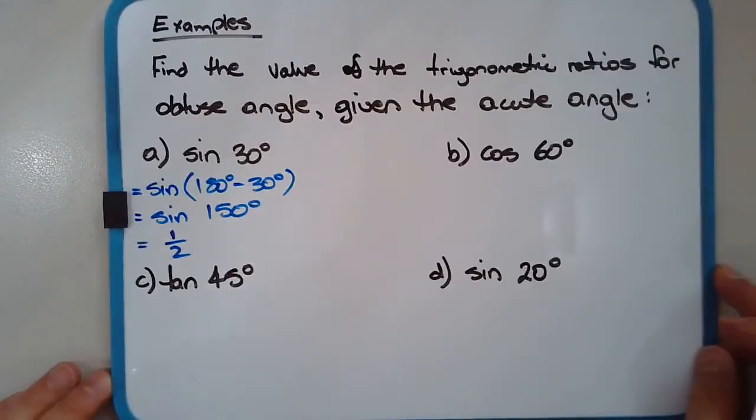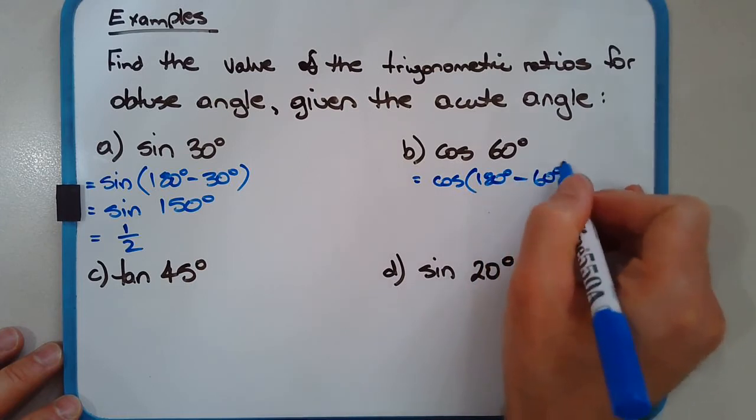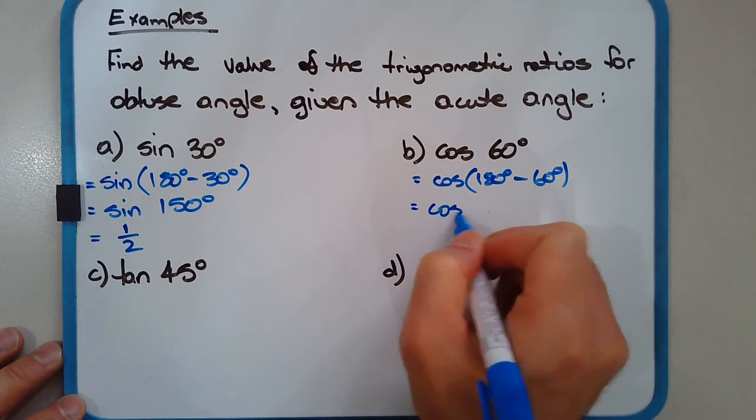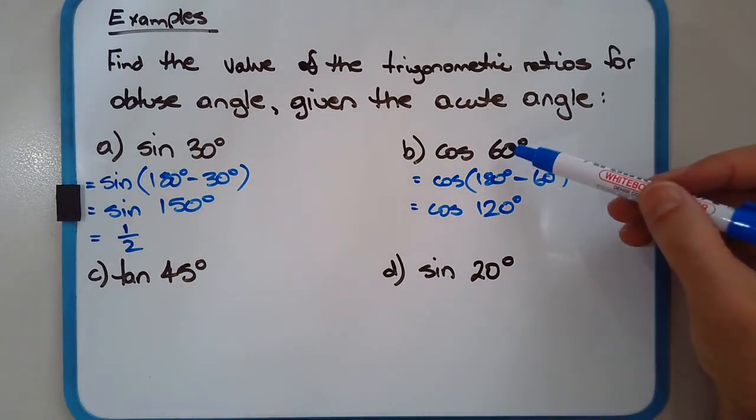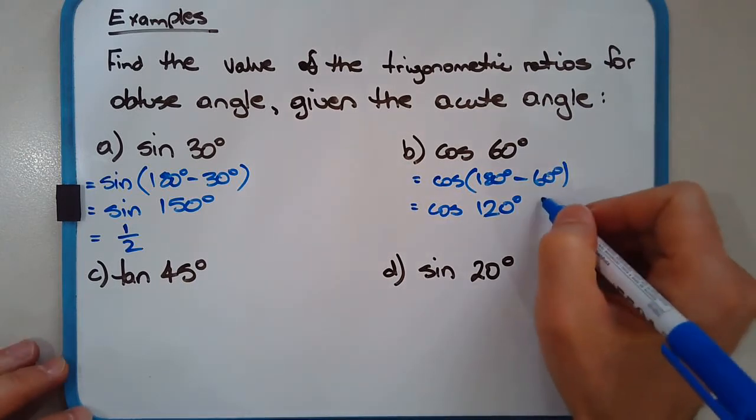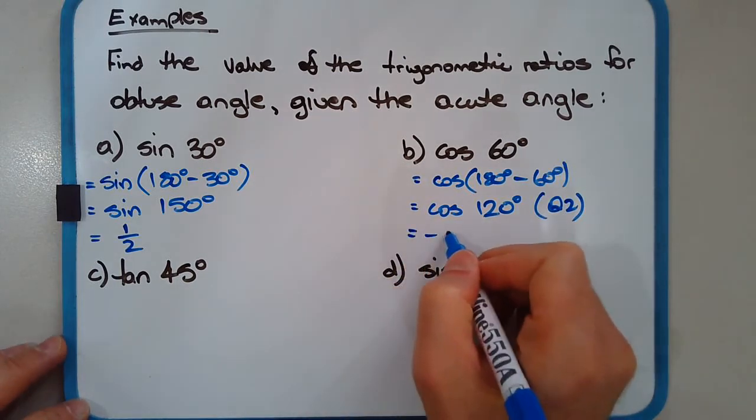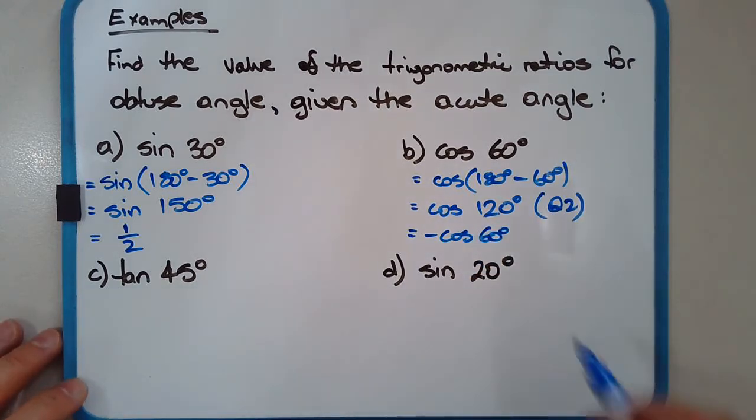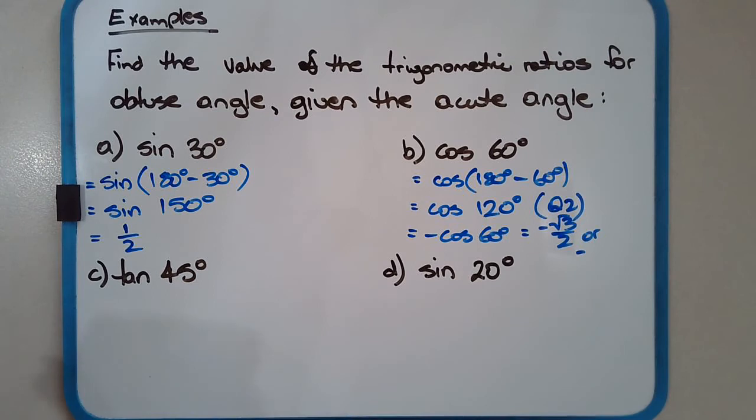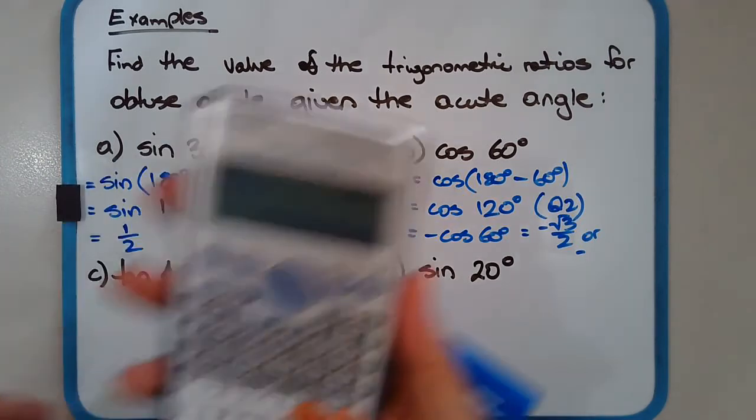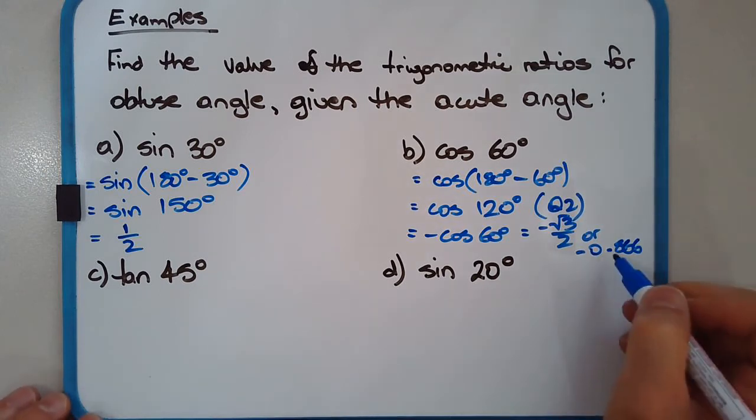What about cos of 60 degrees? For the obtuse angle, that's cos of 180 degrees minus 60 degrees, which is equal to cos of 120. We know that cosine is negative in quadrant 2, so this is a quadrant 2 angle and it's negative, which is actually negative cos of 60 degrees. That is in fact negative root 3 on 2, or negative 0.866 to 3 decimal places.